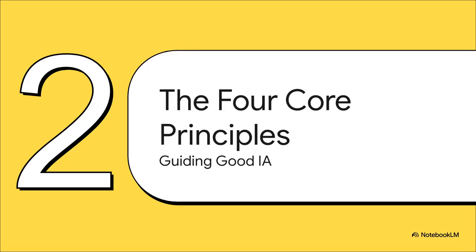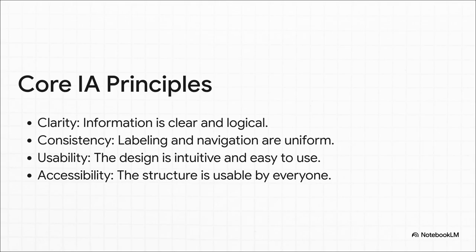Now, to build a strong blueprint, you've got to follow some basic rules. So let's look at the 4 core principles that guide any good information architecture. Think of these as the 4 pillars. Clarity just means everything is organized in a way that makes sense. Consistency means once you learn how one part of a site works, you can apply that knowledge everywhere else. Usability makes it feel intuitive, and accessibility, well, that just makes sure everyone can use it. They sound simple, but when they're done right, they are incredibly powerful.